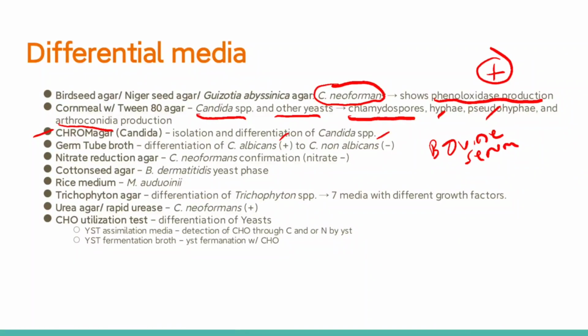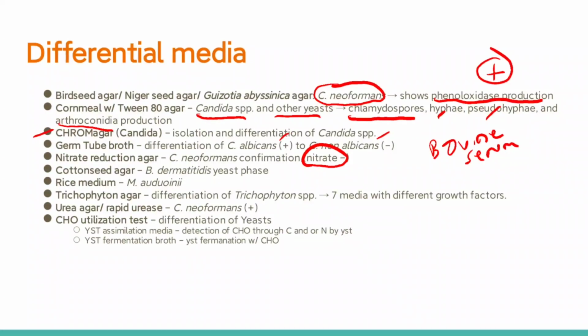Next, we have the nitrate reduction agar. Tatandaan nyo, yung nitrate negative is the Cryptococcus neoformans lang. So, yung nitrate, hindi niya kayang ma-reduce into nitrite. Okay? So, Cryptococcus neoformans. So, next, cottonseed agar. So, this is only for your Blastomyces dermatitidis yeast phase. Next, we have the rice medium for your Microsporum audouinii.